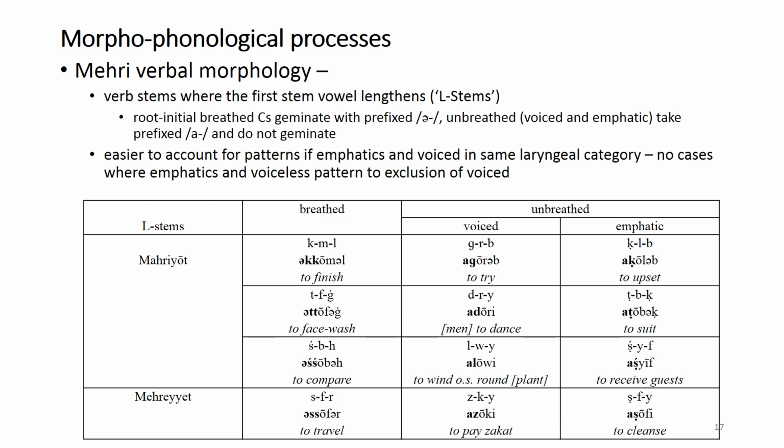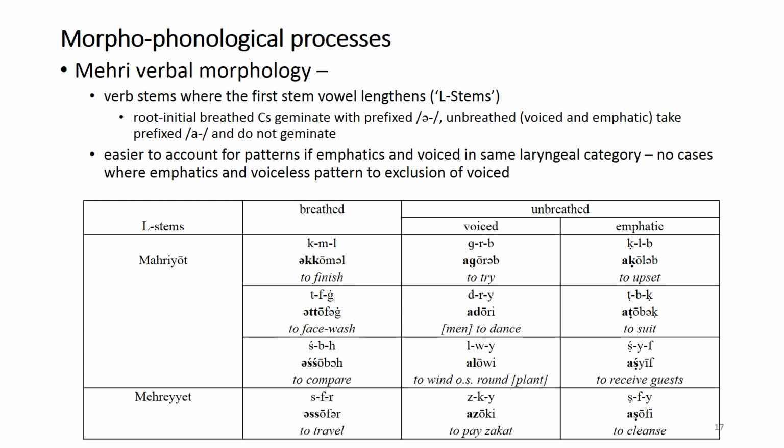The crucial thing to notice here is that if the first root consonant is voiceless, it geminates in L stems and the stem takes a high short vowel prefix, a schwa type vowel. We can see that in the first row of the Mahriyot. The first root consonant is K, and in the L stem it lengthens to a geminate as well as the vowel being long, a kormal.